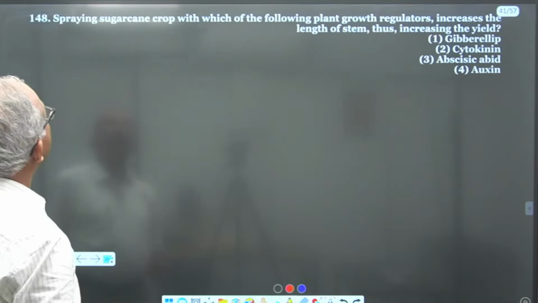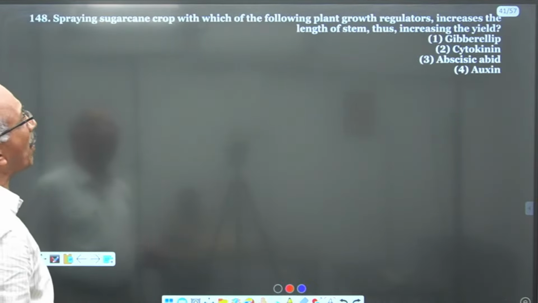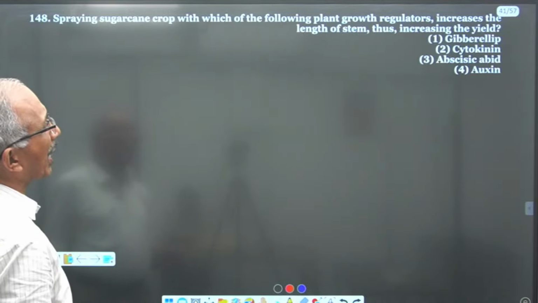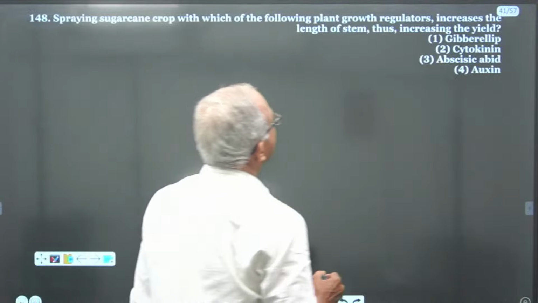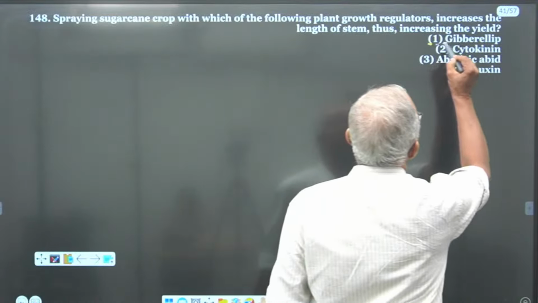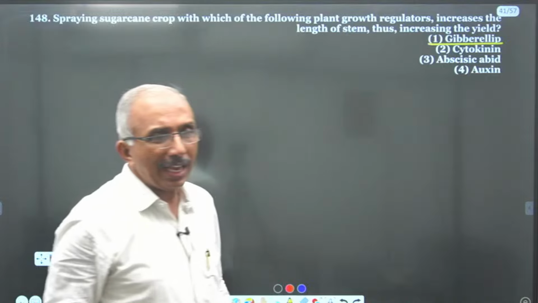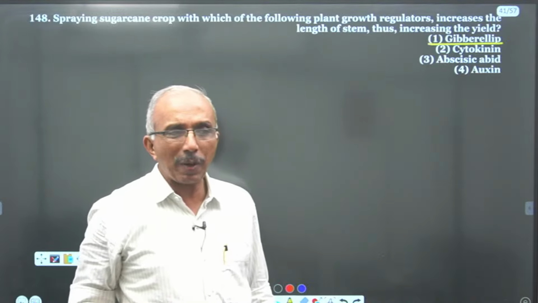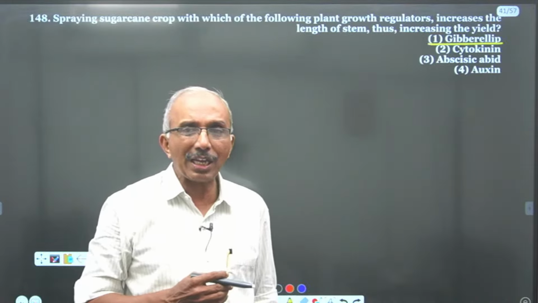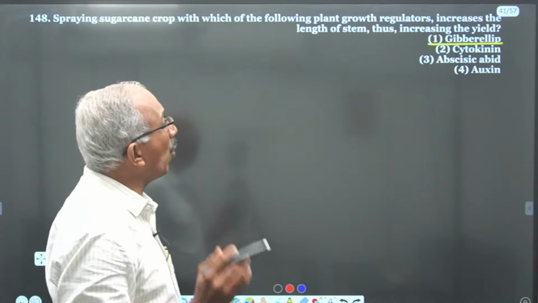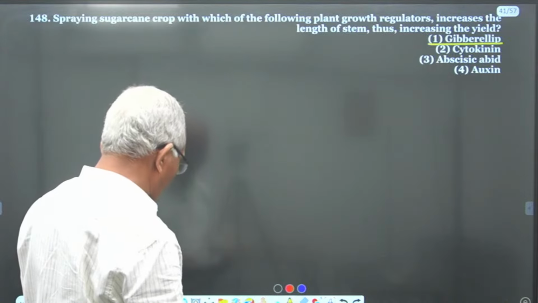Then, spraying sugarcane crop, which one of the following plant growth regulators increases the length of stem? Length of stem in sugarcane can be increased by spraying gibberellin, which helps the elongation of internode. Gibberellin, option 1.